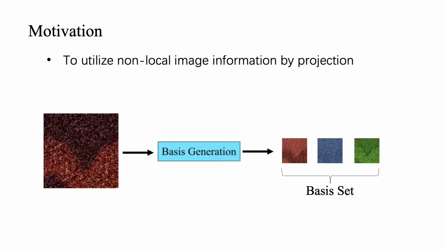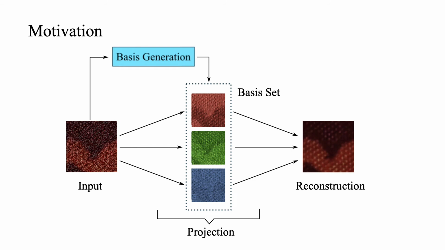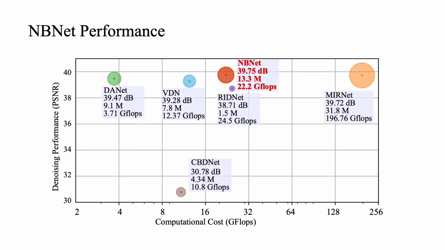In this paper, we utilize non-local image information by projection. A set of image basis vectors are generated from the input image. Then we reconstruct the image inside the subspace spanned by these basis vectors. As natural images usually lie in a low-rank signal subspace, by properly learning and generating the basis vectors, the reconstructed image can keep most original information and suppress noise which is irrelevant to the generated basis set. Based on this idea, we propose NBNet. The whole architecture of NBNet achieves the state-of-the-art performance while only a smaller additional computational cost is added.